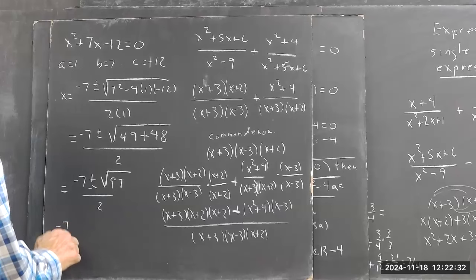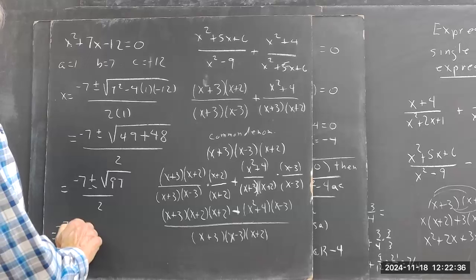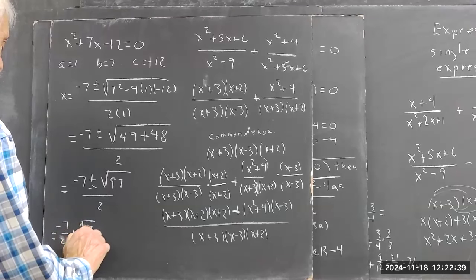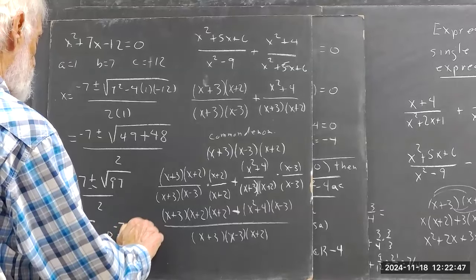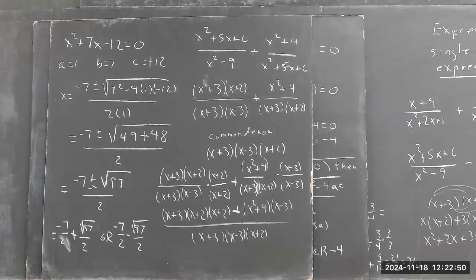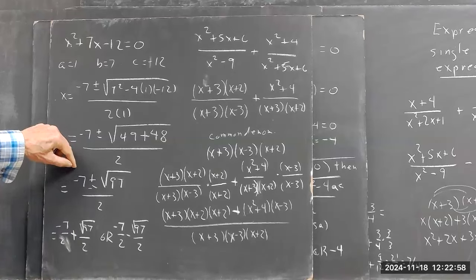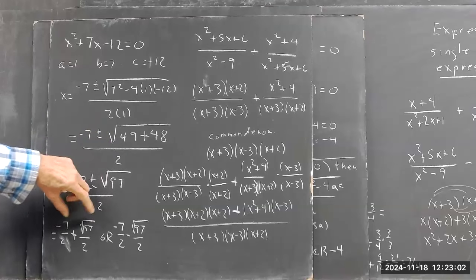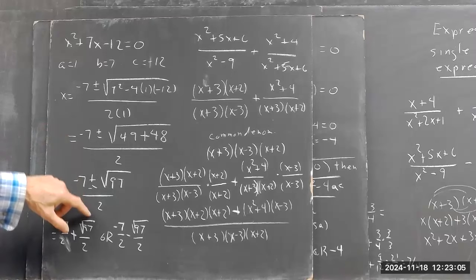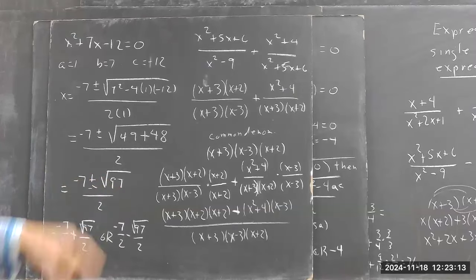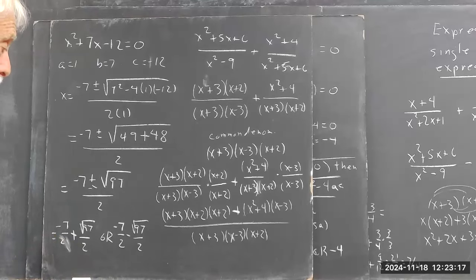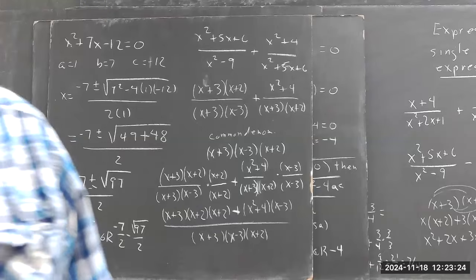Now I'm going to write that as negative 7 halves. And I can write it this way, which is a good way to write it, because it's negative 7 over 2 plus the square root of 97 over 2. That should be clear. Okay, or negative 7 over 2 minus the square root of 97 over 2. The 2 divides both the 7 and the square root of 97. And the square root of 97 is not a rational number. So if you want to write the exact solution, that's the only way you have to write it. Now, if you want to punch it into your calculator and get a number, well, that's easy to do. Okay?